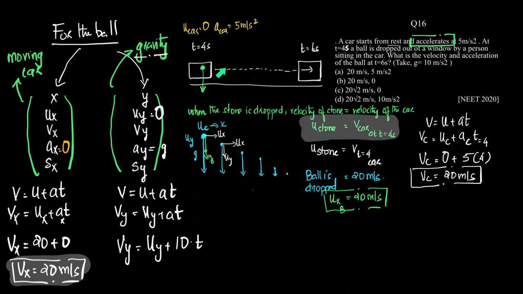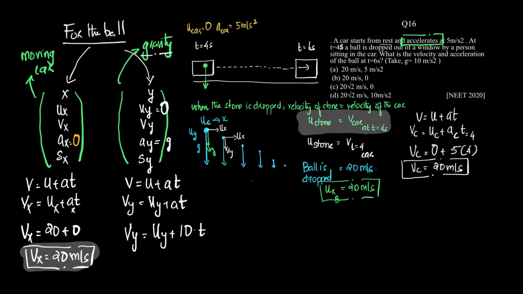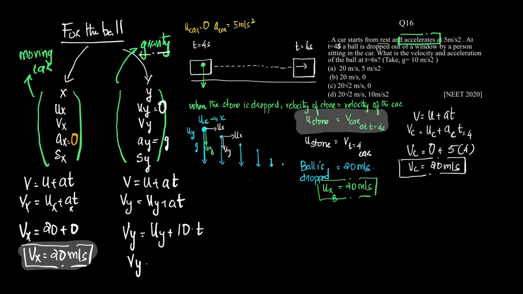It had only the x component. Since the car has only the x component, the object dropped from the car will also have only the x component, which means the y component of the object is equal to 0. So uy is equal to 0, which means vy is equal to 10 into t. Right, so this is what we have. These are the two values we need. So ux is equal to 20 and vy is equal to 10t.